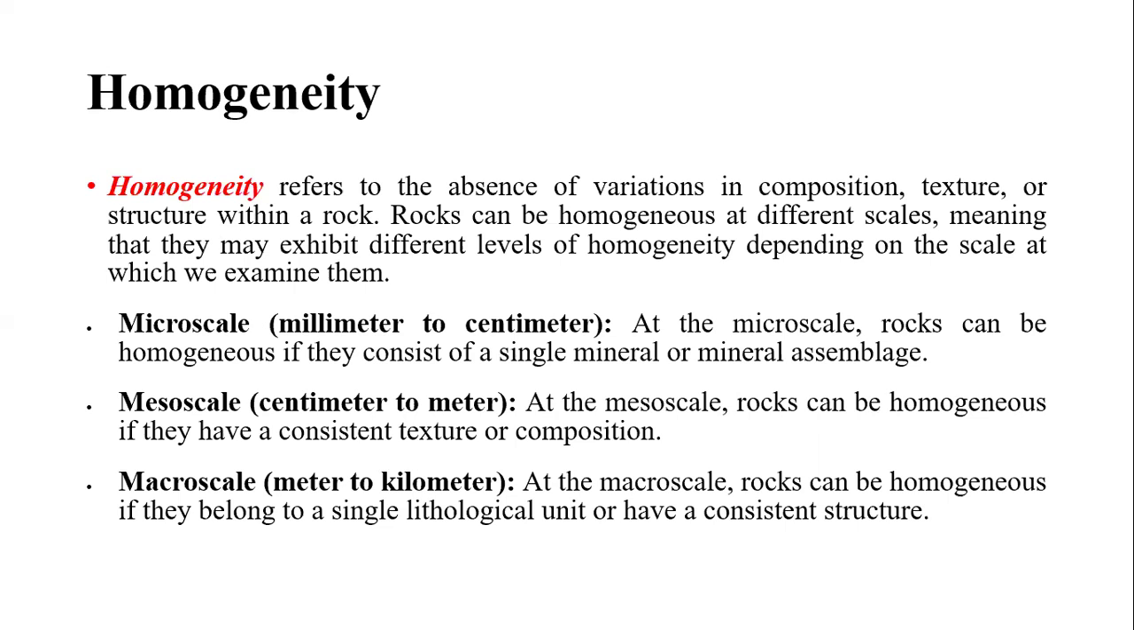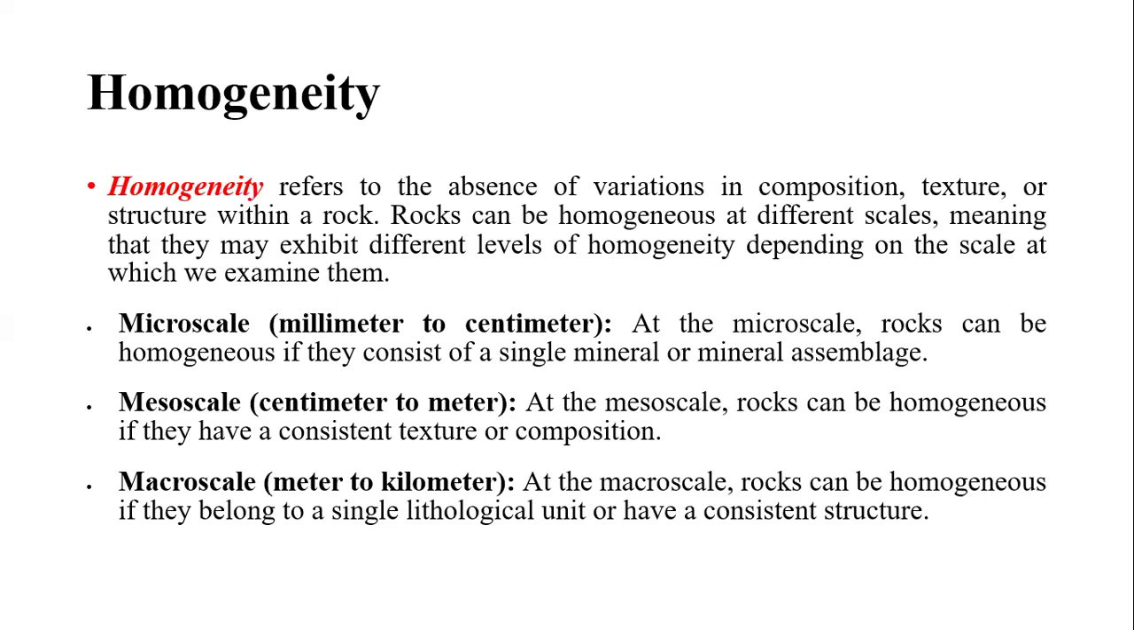So it refers to the absence of variations in composition, texture, or structure within a rock. Rocks can be homogeneous at different scales, meaning that they may exhibit different levels of homogeneity depending on the scales at which we examine them. So at the microscale, rocks can be homogeneous if they consist of a single mineral or mineral assemblage.